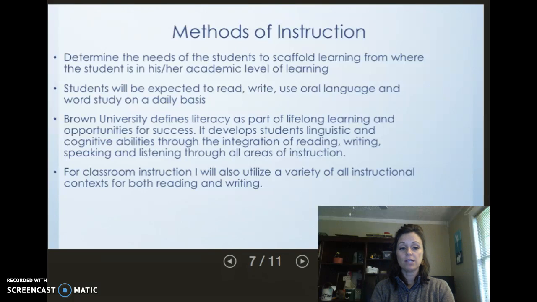As Brown University describes, literacy is part of lifelong learning and opportunities for success. It develops students' linguistic and cognitive abilities through the integration of reading, writing, speaking, and listening through all areas of instruction.